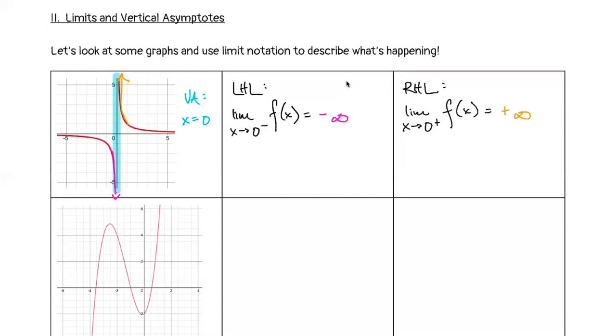We're still using the same idea of looking at a picture and zooming in on a particular part, but now instead of getting a number out, we can say it's going to positive infinity or negative infinity.